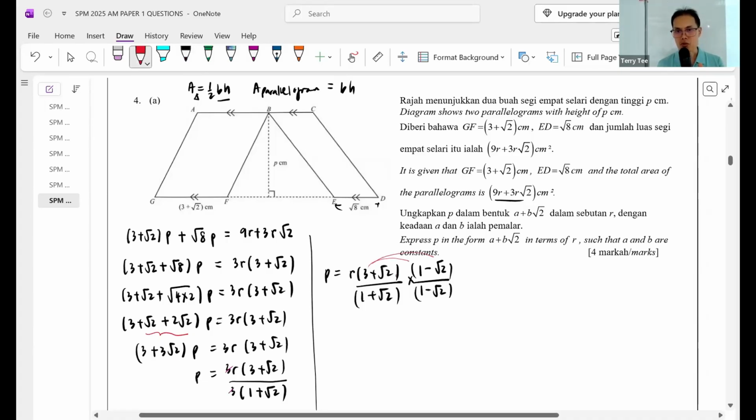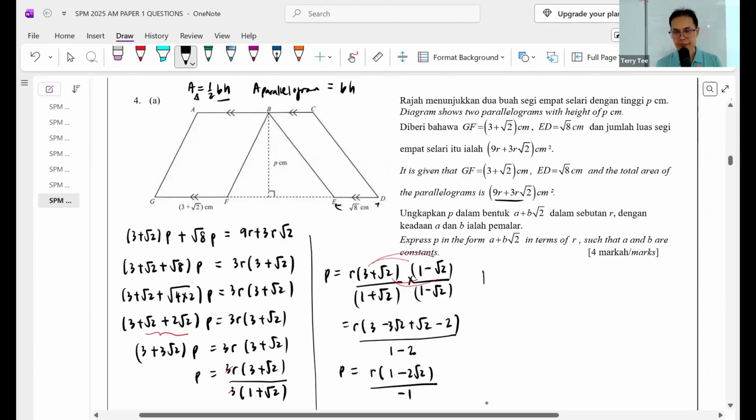Now let us expand. 1, 2, 3, 4. Okay, 1 by 1. 3 times 1 is 3. 3 times minus √2, minus 3√2, plus 1 more √2. √2 times √2 is 2, but there's a negative, so I put a minus 2 here. I hope you all know √2 times √2 is 2. Divide by, okay, your denominator is 1 plus √2, 1 minus √2 is in the form of a plus b, a minus b, so you get 1 minus √2 squared, which is 2. Okay, can I simplify further? This is r. 3 minus 2 is 1. Minus 3 plus 1 is minus 2√2.